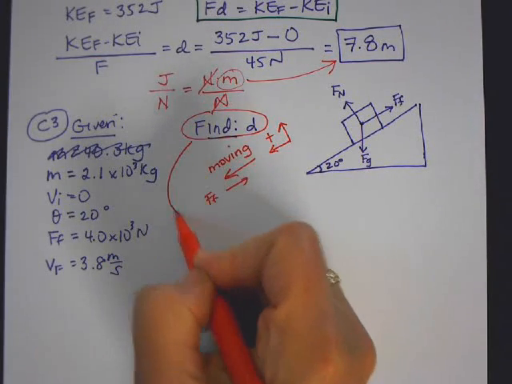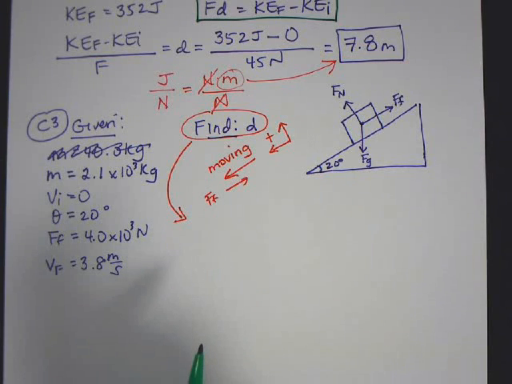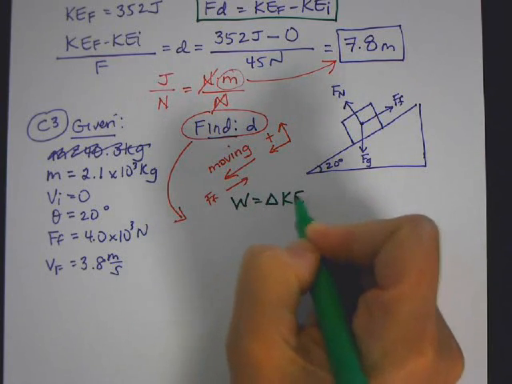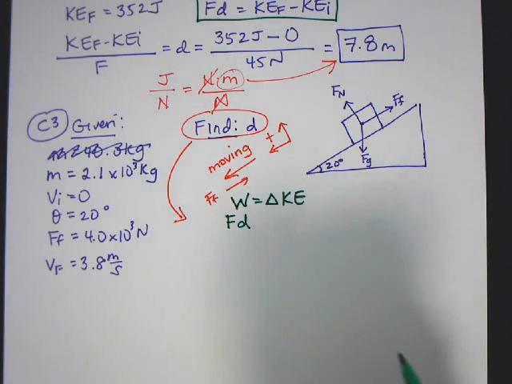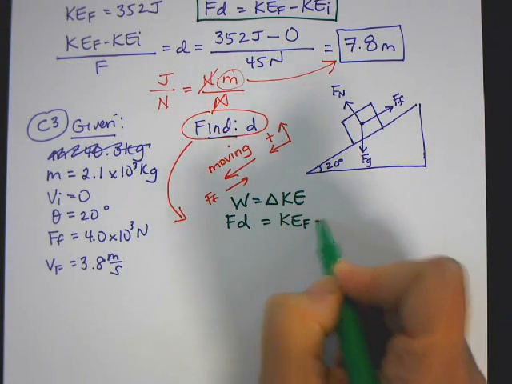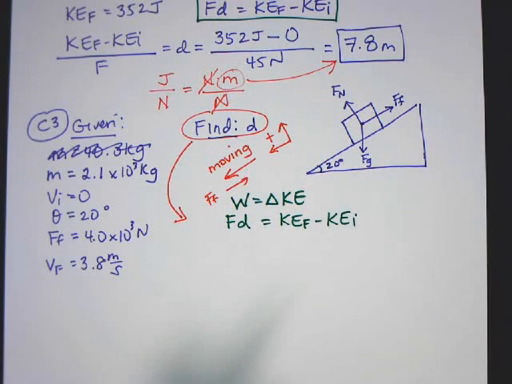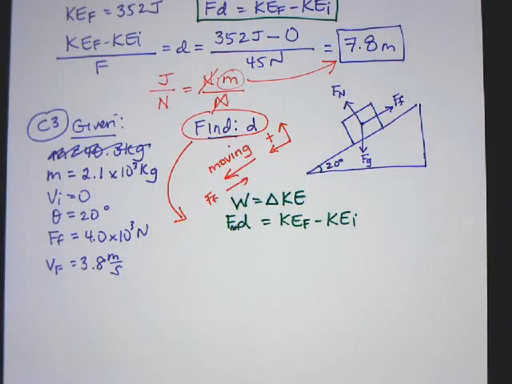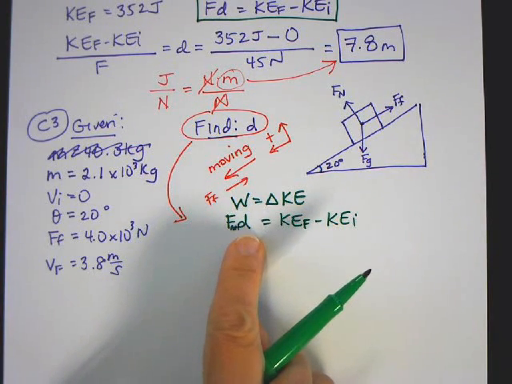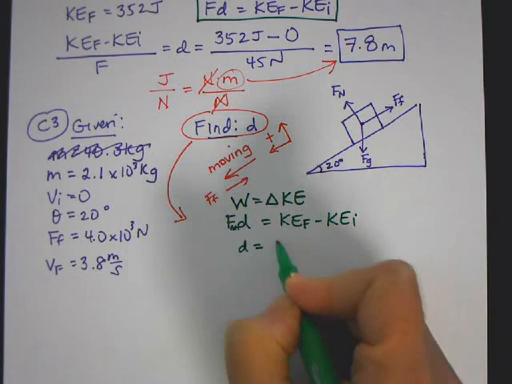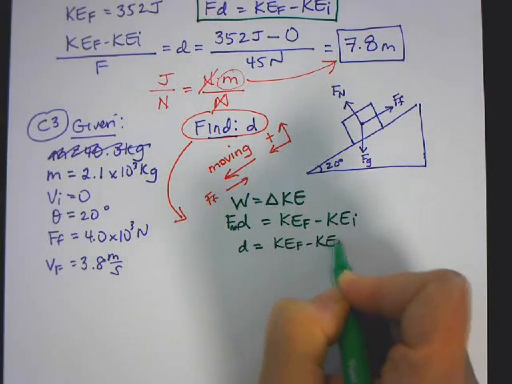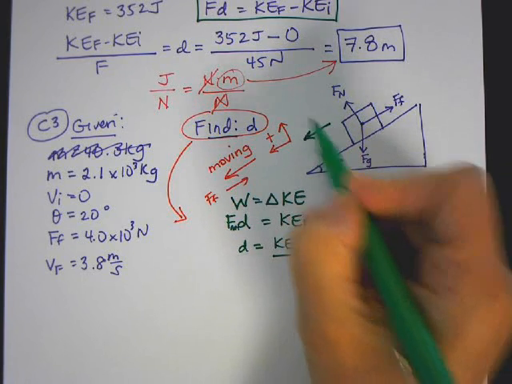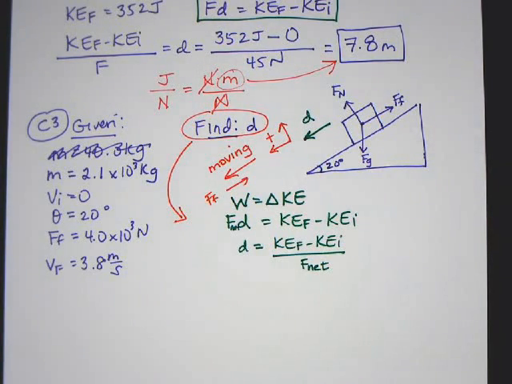So let's just jump to that step so I know what I need to do in this problem. So I know that work is equal to delta KE. I know work is equal to FD, which is equal to KEF minus KEI. Now this work, like I showed you yesterday, this can be the net work. We want to solve for D. So on this particular problem, we're going to say D is equal to KEF minus KEI over F net. Remember, this is the direction in which D is going, and then we're going to have our problem solved.